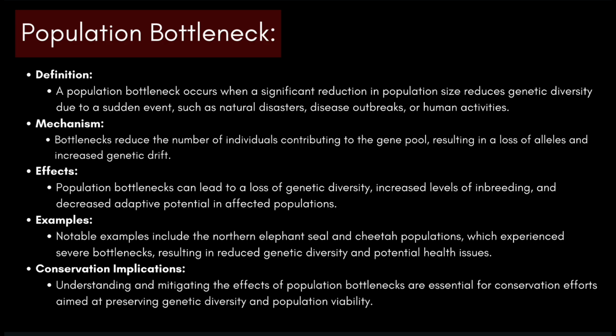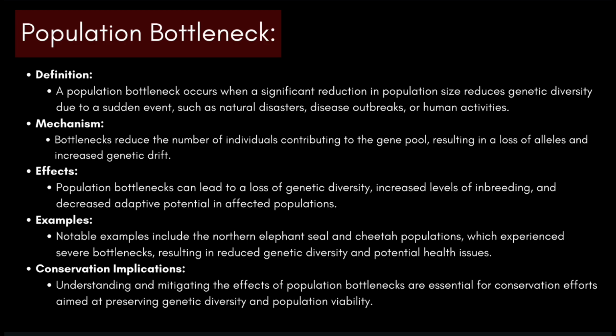The main effects of population bottleneck can lead to a loss of genetic diversity, increased levels of inbreeding, and decreased adaptive potential in affected populations. Some examples include the northern elephant seal and cheetah populations, which experienced severe bottlenecks, resulting in reduced genetic diversity and potential health issues. Some conservation implications include the need to understand and mitigate the effects of population bottlenecks for conservation efforts aimed at preserving genetic diversity and population viability.